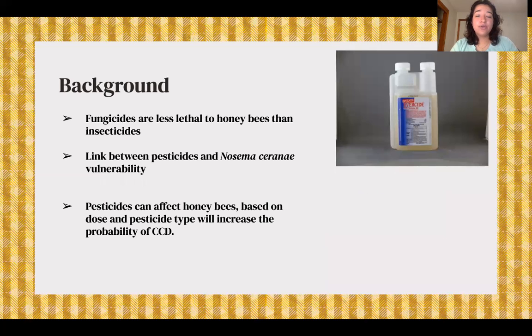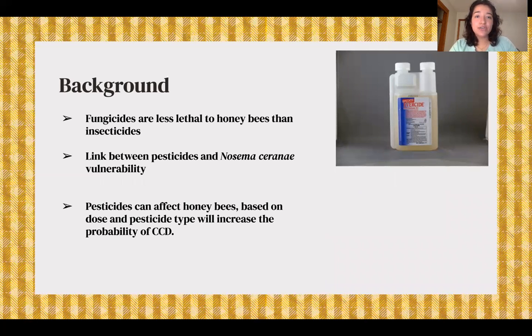The study is going to focus on the exposure of Apis mellifera to insecticides. It is important to note that in a regular agricultural setting, pesticides are sprayed, and these include insecticides, fungicides, and herbicides. However, there has not been much research on the effects of herbicides and fungicides on honeybees because they are thought to be less lethal than insecticides.